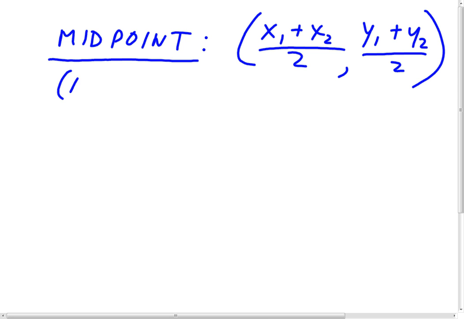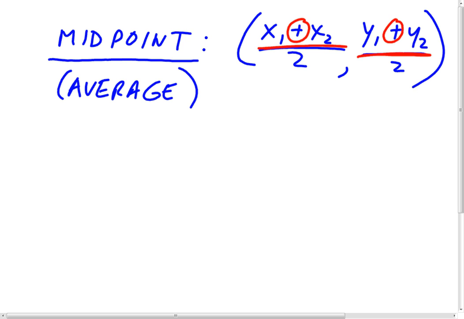Underneath midpoint, write down the word average. How do you find a mean or an average? Raise your hand. Tell me what you would do to find the average of your test scores in this class. What would you do, Elizabeth? You add all the numbers together and then divide. You add and you divide.